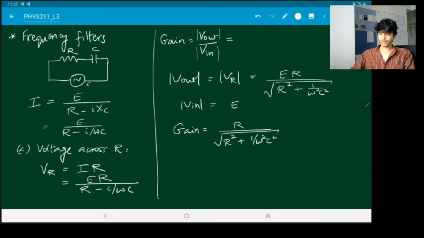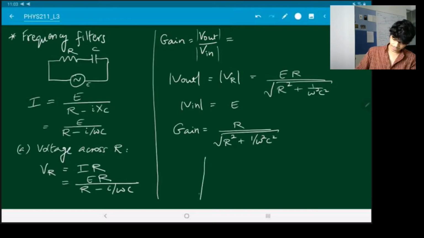Now notice that if omega is very small, then the denominator becomes large and so the gain becomes small. What this means is that if the input signal you're given has a very low frequency, then you're in trouble because you will have very small output. But if you go towards higher frequencies, then the gain becomes larger, so the output voltage can be around the same as the input voltage.